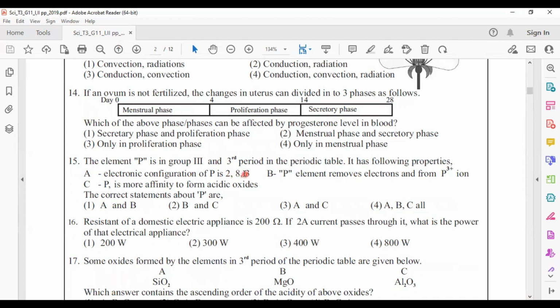That means this is aluminium. Then now we will think about aluminium and check the other answers. P element removes electrons and forms P3+, correct, because Al3+ is formed by removing these outermost electrons. P has more affinity to form acidic oxides? No, they are not formed. Aluminium is not forming acidic oxides. It always forms amphoteric oxide that shows both acidic and basic properties. So answer A and B correct. Answer 1.